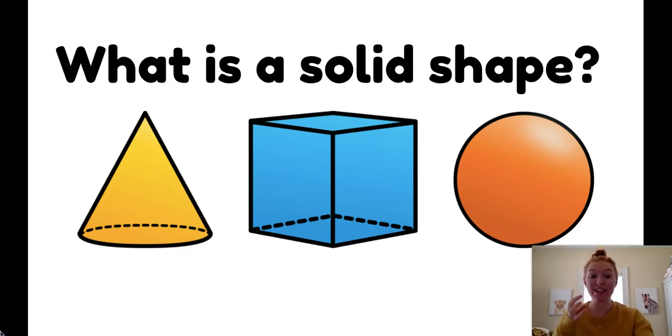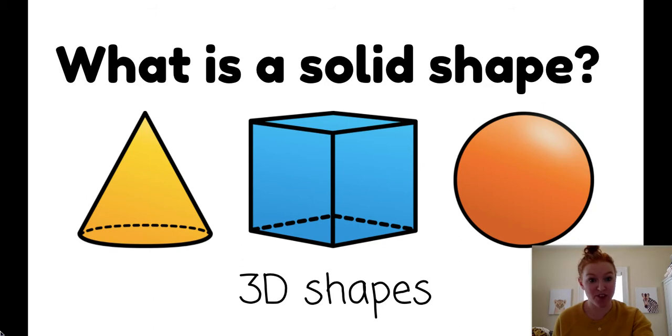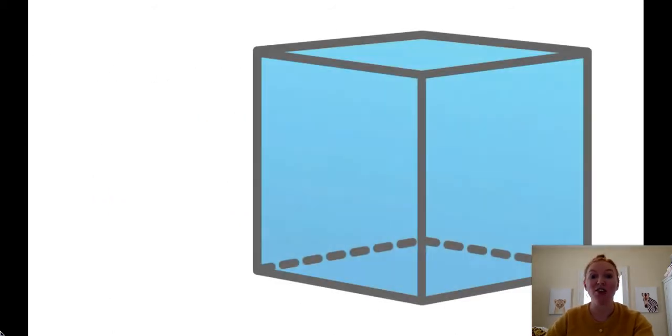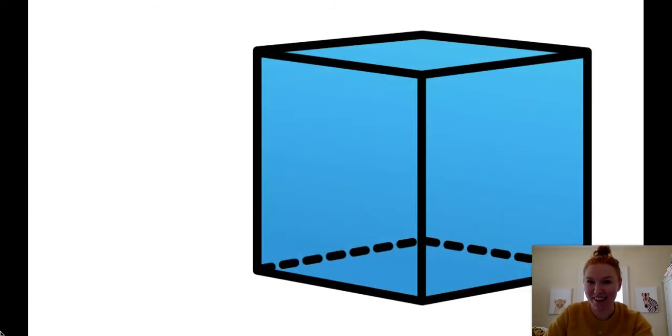They're 3D shapes. That's another name for these shapes. They're called 3D shapes. So let's take a look at some of the 3D shapes that you're going to be learning about this year in kindergarten. The first one looks like this. Do you think you know what it's called?